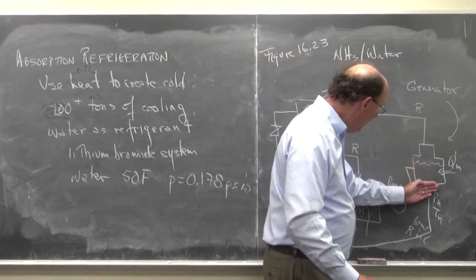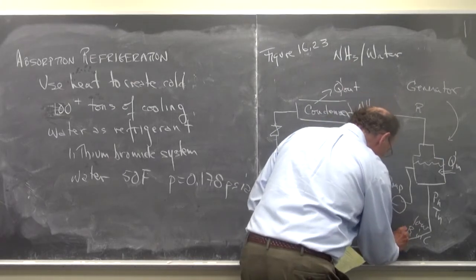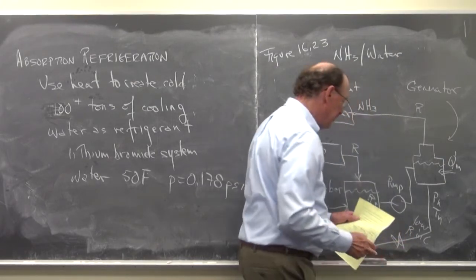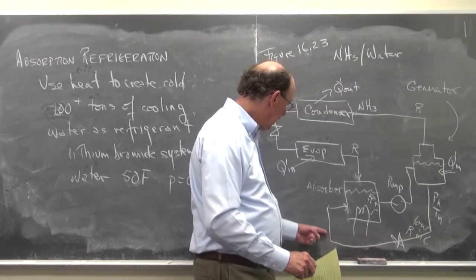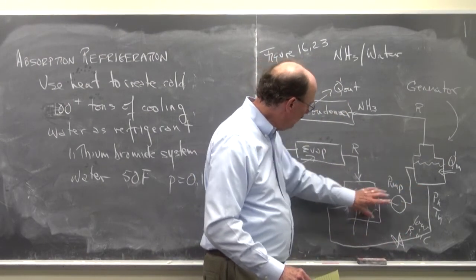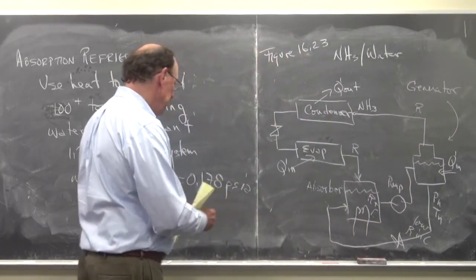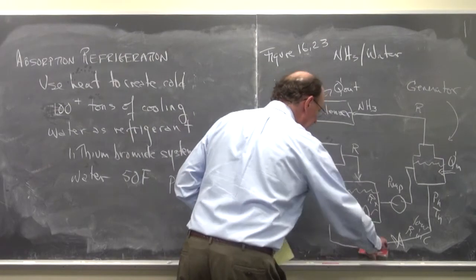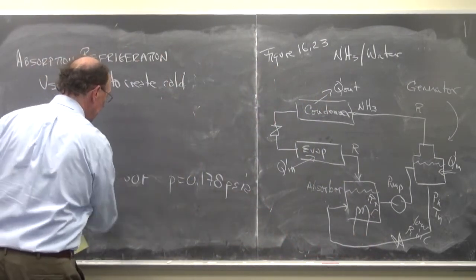Now I go through here. I'm going to have a valve in here somewhere to reduce the pressure. So I have this high pressure. Now I have to reduce the pressure. Comes back here, low pressure, pump it up, and the cycle completes itself. So this is the ammonia absorption system, and the other absorption systems work in a similar conceptual fashion.